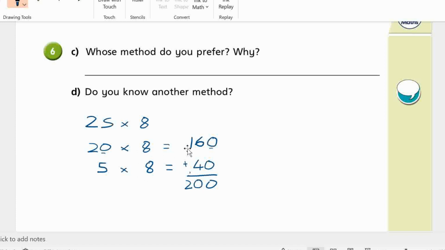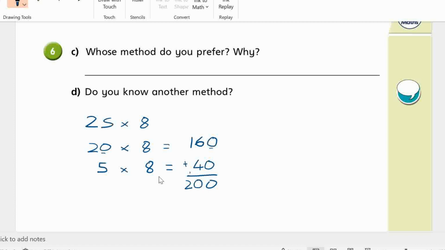20 times 8 is 160 because 2 times 8 is 16, and then we have the 0. 5 times 8 is 40, and then if we add these, 0 plus 0 is 0. 6 plus 4 is 10. Carry the 1, and you get 200. Okay, so that's the one method you can do.